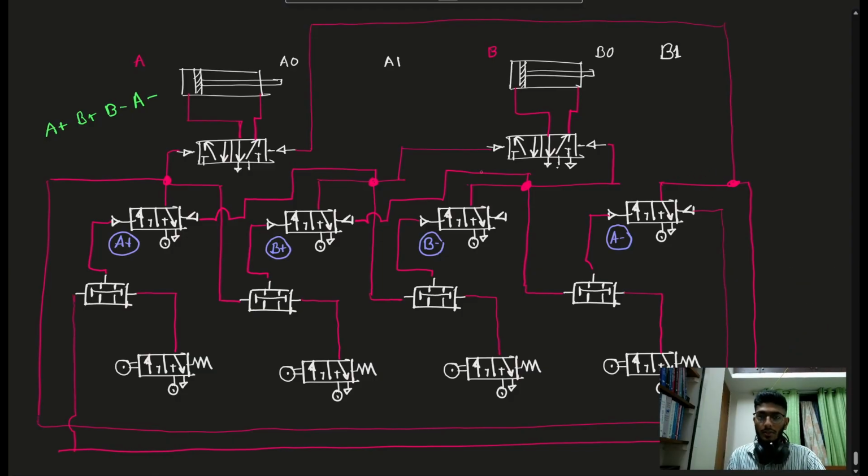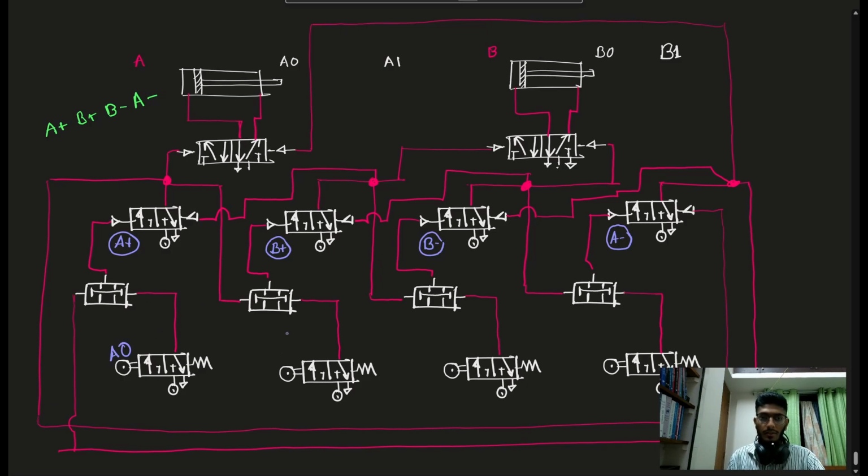Another one is terminating B minus. Okay, so finally done. Now I will show you the identification. For this A plus, the identification will be the previous step, so it will be A0.